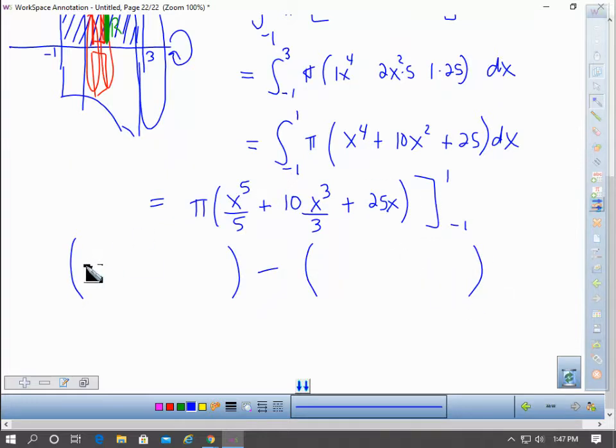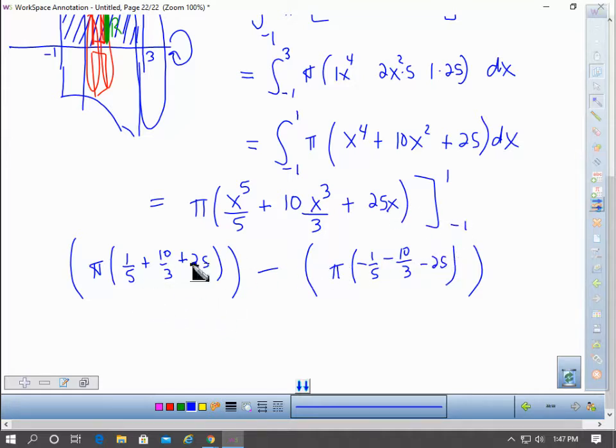I'm going to put a 1 in here. Don't forget about that little pi. So if I put a 1 in here, I'm going to have 1/5 plus 10/3 plus 25. And then I'm going to do the same thing, put -1 in here, so there's pi times something. Putting a -1 in here makes -1/5. And then this will make -10/3. And then here, putting a negative in here will make -25.